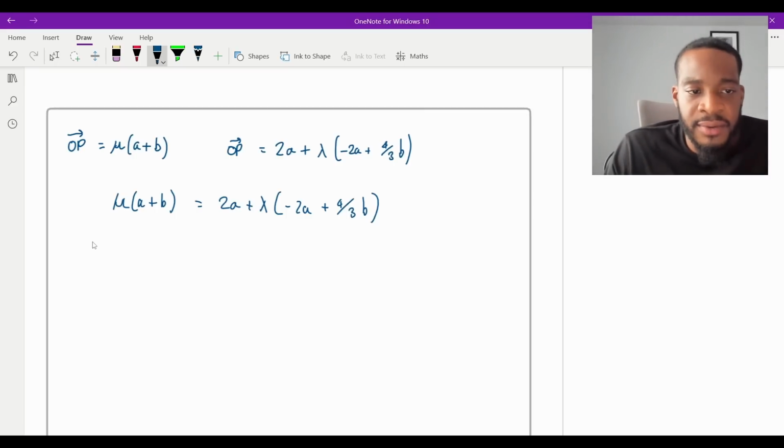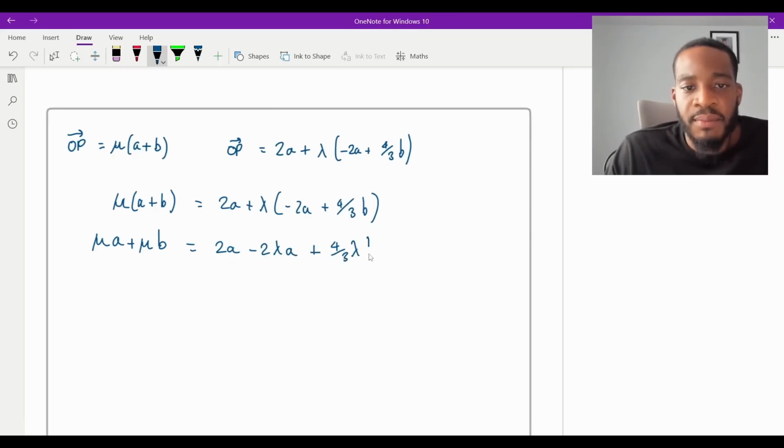So I'm going to expand. I'm going to have mu A plus mu B on the left side. And on the right-hand side, if I expand that, lambda times the minus 2 will be minus 2 lambda A. And then the lambda times the 4/3 would be 4/3 lambda B, wouldn't it? Now, remember what we want to do? We want to set it up so that it's in the form of XA plus YB, right?